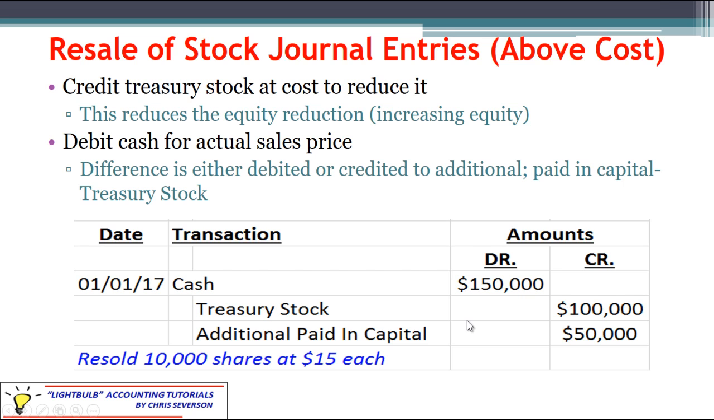Those shares, if you recall, cost us $10 earlier. Now we're reselling 10,000 of those 30,000. So that's $100,000. We're debiting cash for the actual amount received. 10,000 shares at $15 apiece gives us $150,000 cash received. The other $50,000 on the credit side, again, it's not a gain, but that item that looks like a gain is going to be considered additional paid-in capital, Treasury stock.